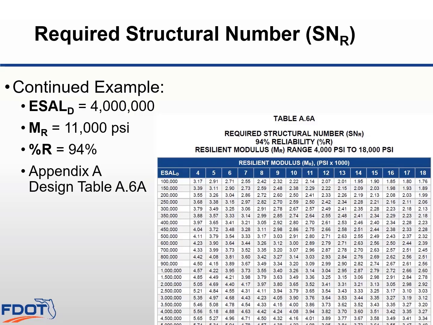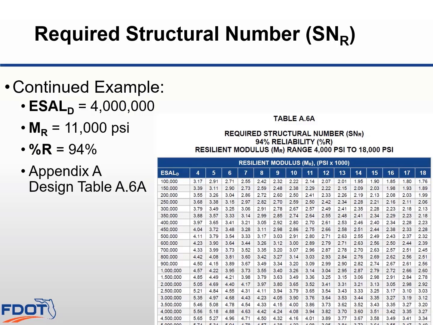Remember, this is a value you would actually need to get from your planning office. And for the sake of this example, let's pretend that the State Materials Office gave a resilient modulus recommendation of 11,000 psi based on their FWD testing. And as a designer, let's say that for this example project, we want to select a 94% reliability.